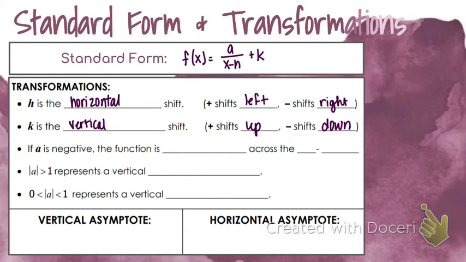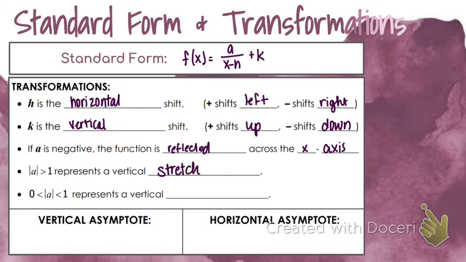And if a is negative, the function is reflected across the x-axis. And these transformations are the same as they always are. You just have to remember where a, h, and k belong. So if the absolute value of a is greater than 1, so that means the plus or minus doesn't matter, we've already taken care of the sign of a in the last section, but if the number that is a is greater than 1, that represents a vertical stretch.